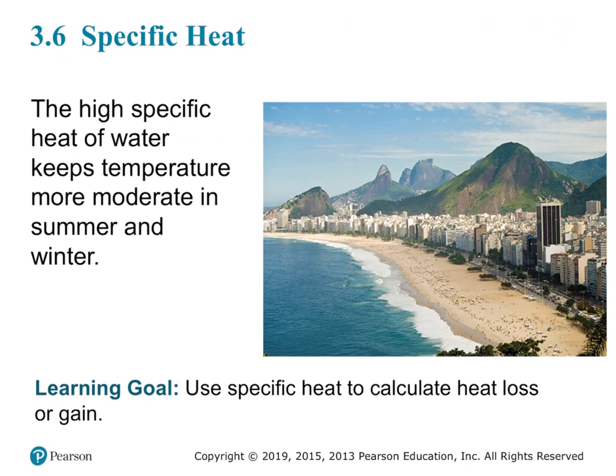So this is the energy of matter. Now specific heat is a property of substances and compounds. And off to the right we have a nice view of a beach with some water. And water actually has a high specific heat. And because water has a high specific heat, it can keep temperatures more moderate in summer and winter. So we'll talk a little bit about what specific heat is and how that works.